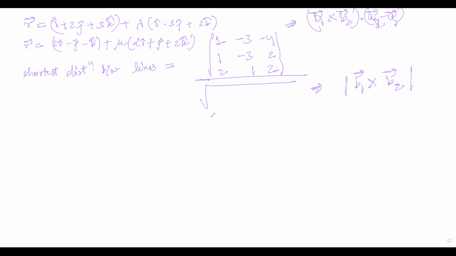What would be the modulus of it? 3 square plus 3 square, that is 9 plus 18... that is root 18. Okay. So that would be the shortest distance between these two lines.